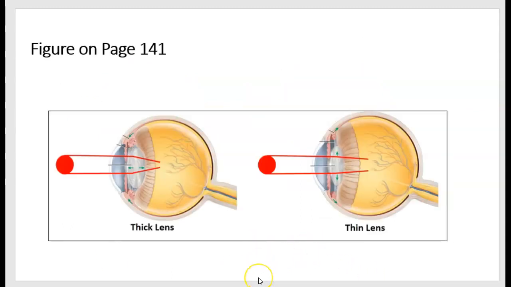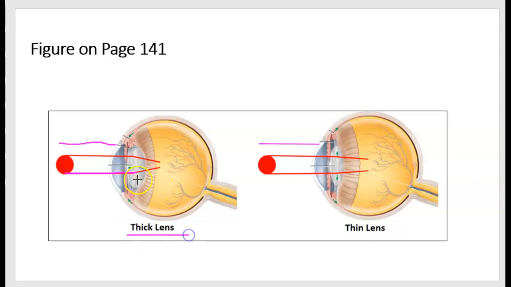So this figure is also on page 141 of your lab manual, just above the other one. And it's showing you how light rays are bent differently by a thick lens versus a thin lens. So in this instance, the object is exactly the same distance away from the eye. So we're not talking about near versus far here. We'll just talk about near. So the light rays bounce off of the object, which is a round red ball. They enter the eye, reach the lens, and they're bent.